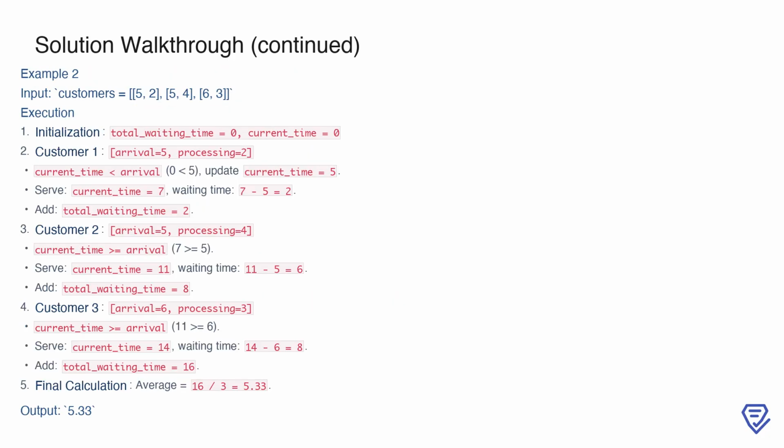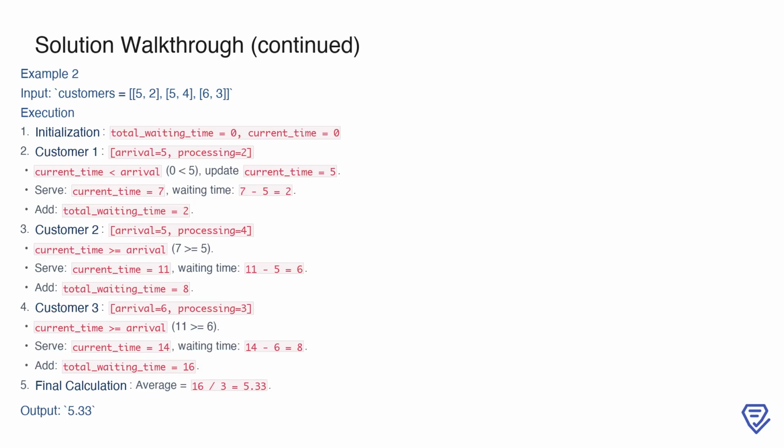In another example, customers equals [5, 2], [5, 4], [6, 3]. We start with total_waiting_time equals 0 and current_time equals 0. For the first customer, arrival equals 5, processing equals 2, the current time is less than their arrival time, so we update current_time to 5. After serving them, the current time becomes 7, and their waiting time is 7 - 5 equals 2. Adding this to the total gives total_waiting_time equals 2.